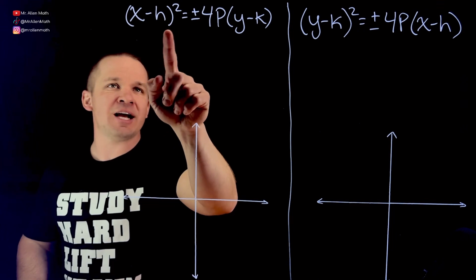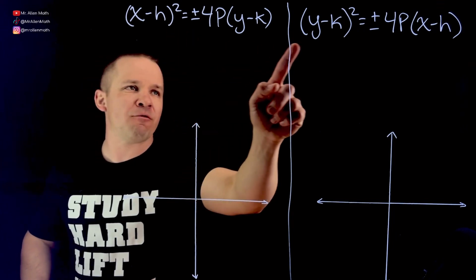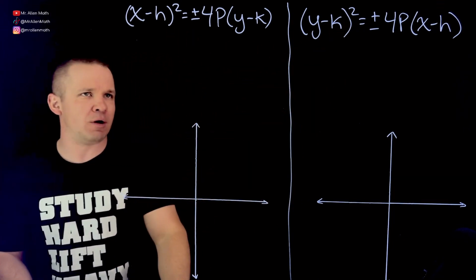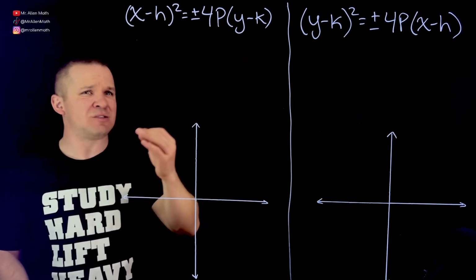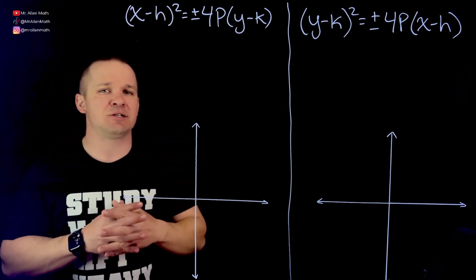So I have x minus h quantity squared in this one, and I have y minus k quantity squared in the other one. And then over here, I've got the other y minus k, and I've got my x minus h. But then we also have this variable p. So let's dissect these two things, okay?